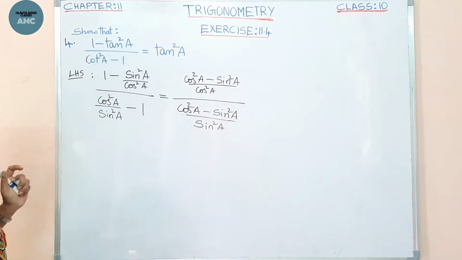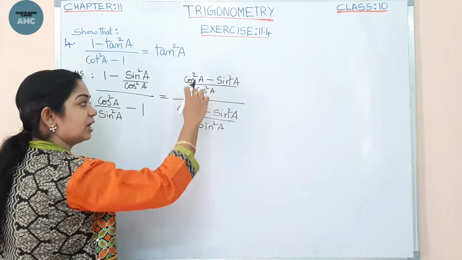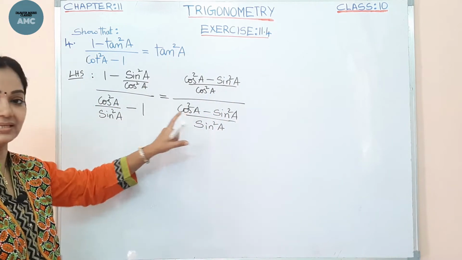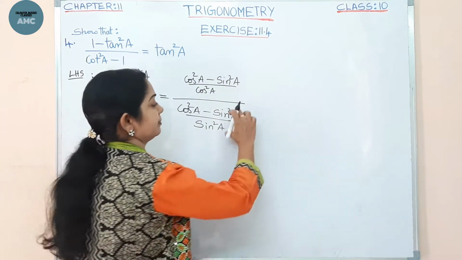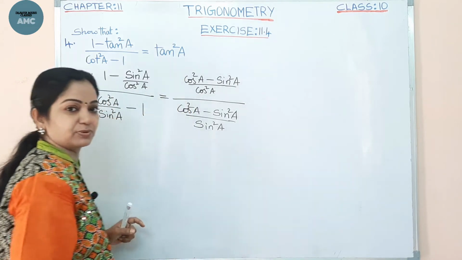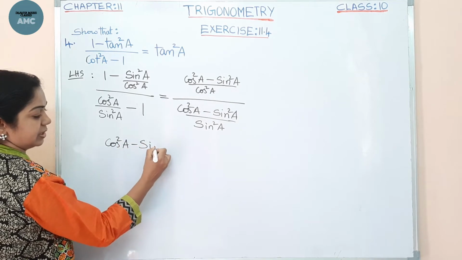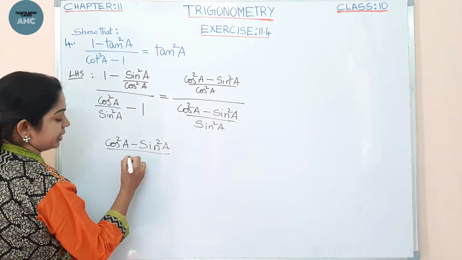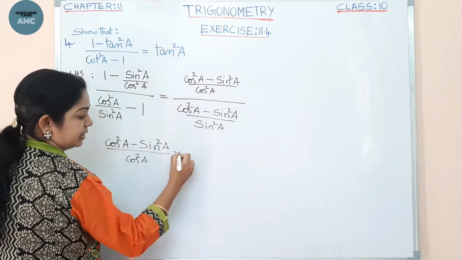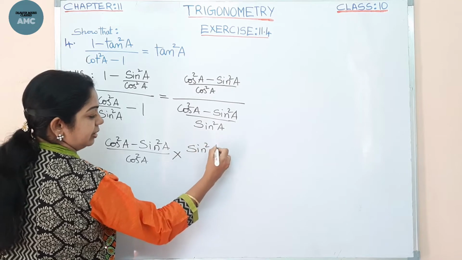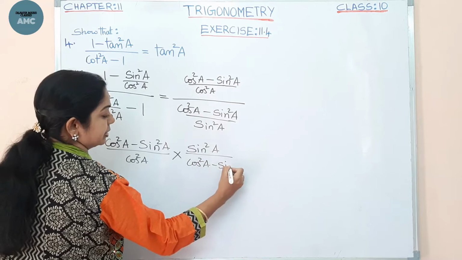Right. Now, this is a fraction by another fraction. So these two are fractions. So if they are placed like this, this fraction gets to the reciprocal. If it comes to the upper part, it is multiplied by the reciprocal, isn't it? So that means, see, cos square A minus sine square A divided by cos square A. So this will become the reciprocal. So multiplied by sine square A by cos square A minus sine square A.